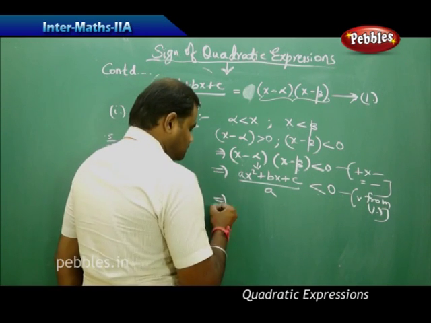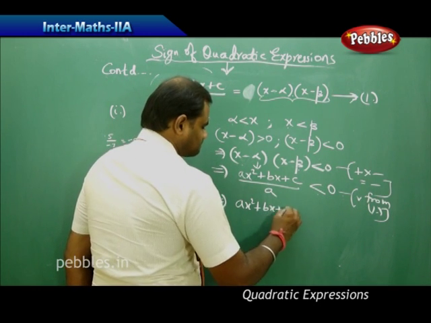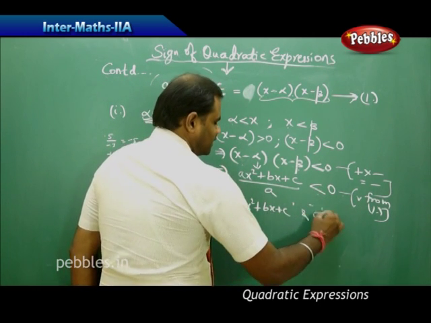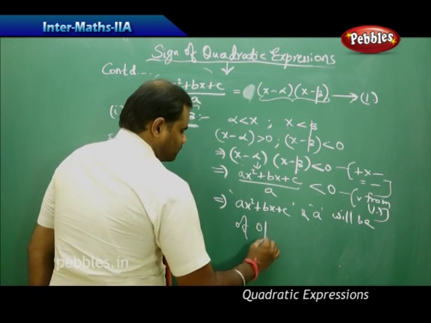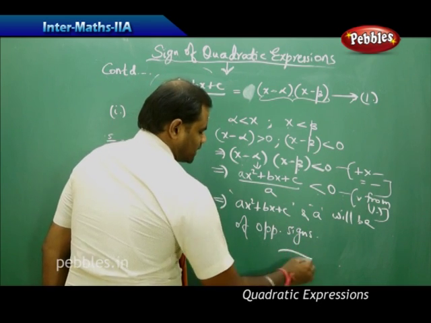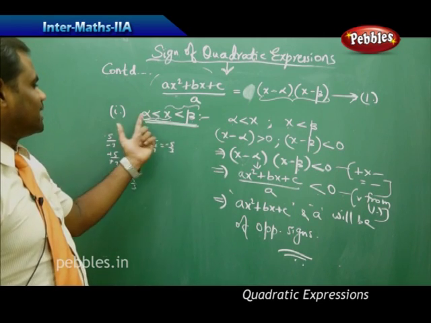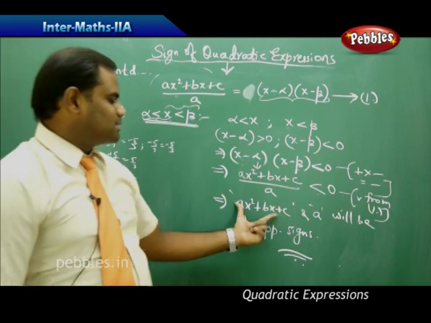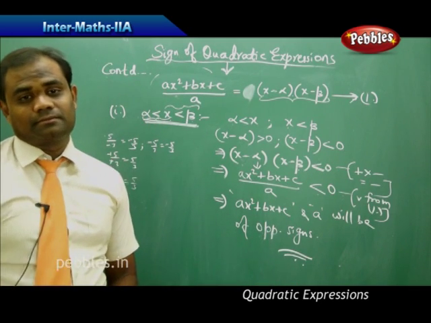That implies the expression and a will be of opposite signs is what we conclude. Assuming that x lies between alpha and beta, then this is the case. This and this will have opposite signs.